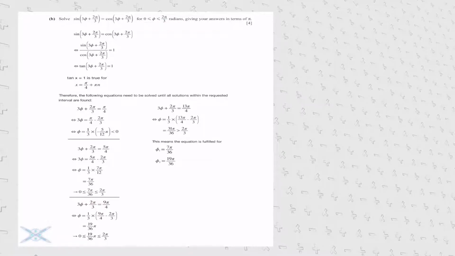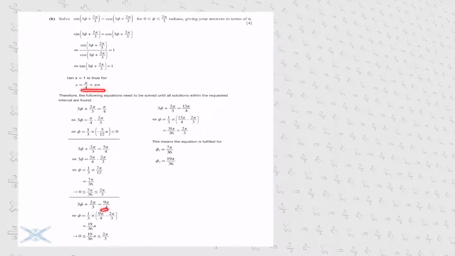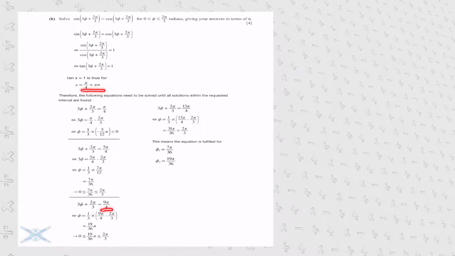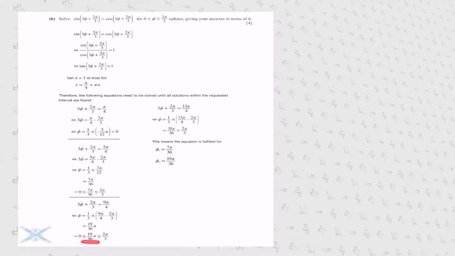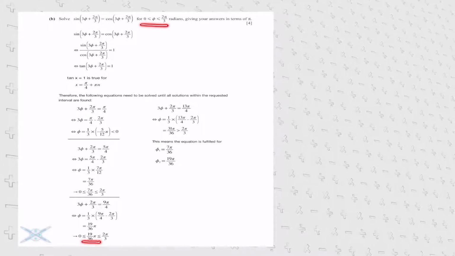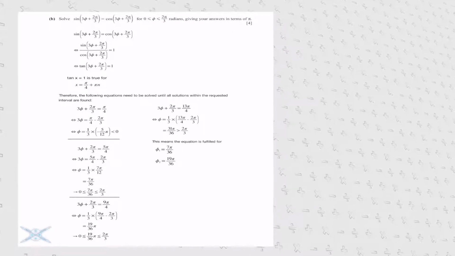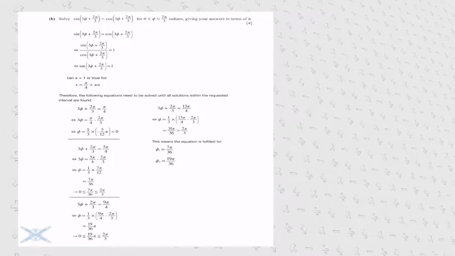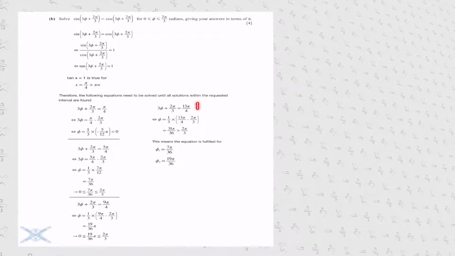Next, we will again increase n by 1. So pi over 4 plus 2 pi equals 9 pi over 4. We will again rearrange this equation for phi and receive again a result that is within the constraints of our interval. We will continue this process until we receive a result that is larger than 2 pi over 3, which happens on the next occasion.